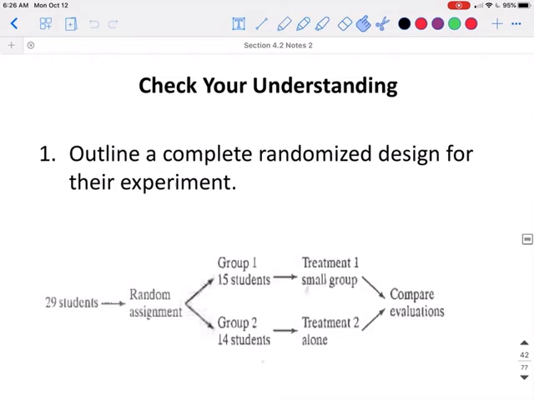So we have the 29 students, and we're randomly going to assign 15 of them to group 1 and 14 of them to group 2. Now, group 1 will receive the treatment of evaluating their performance in a small group, and group 2 will receive the treatment of just evaluating their performance alone. And then afterwards, we will compare their evaluations.